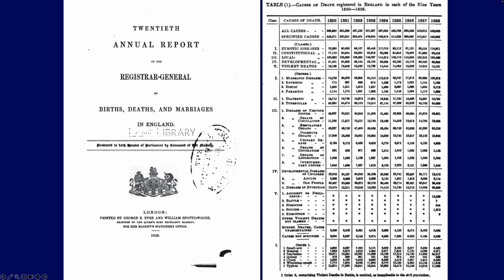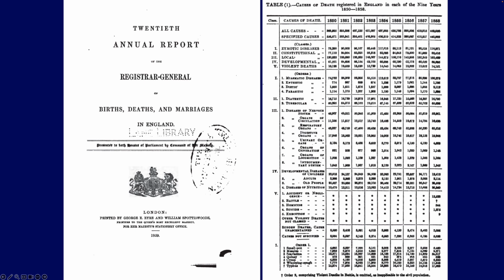And here's an example of the 20th annual report from the Registrar General's office on births, deaths, and marriages in England in the year 1859. You don't need to get all of the details in the table here, but I do want to orient you to the structure of the table. In the columns going across, we have the year of death running from 1850 to 1858. And going down on the rows are the different causes of death, categorized or grouped. So zymotic diseases, constitutional diseases, local and violent causes, etc.